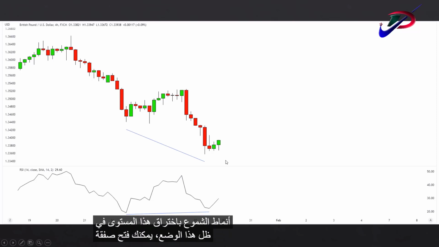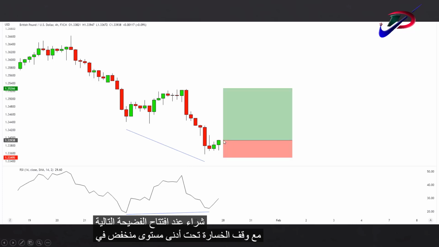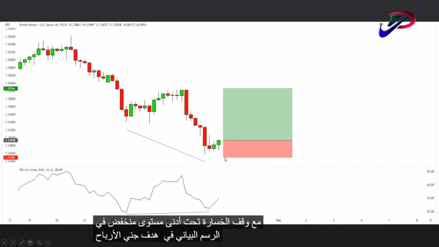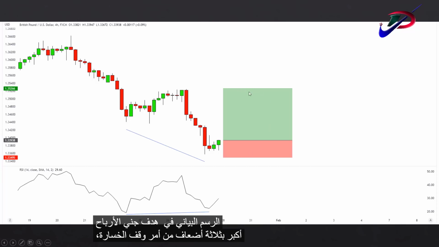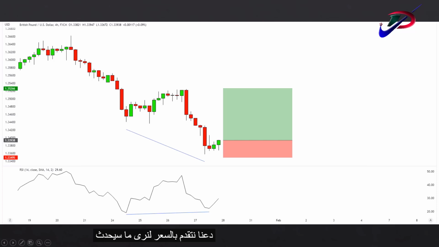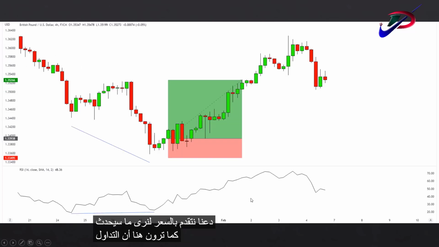Given this situation, you can open a long trade at the open of the next candle with a stop below the lowest low in the chart and a take profit target that is 3 times as large as the stop loss order. Let's advance price to see what happens. As you can see here, the trade is successful. There are a couple of important lessons to learn here about managing the trade while it's open.